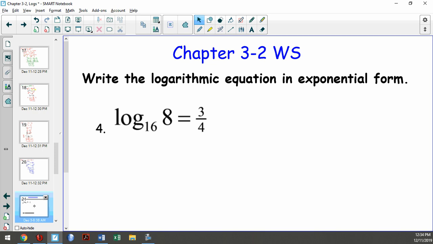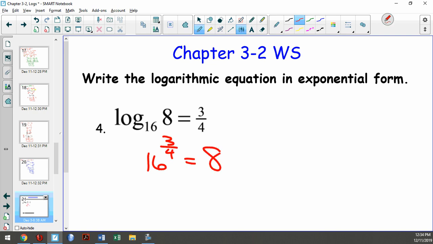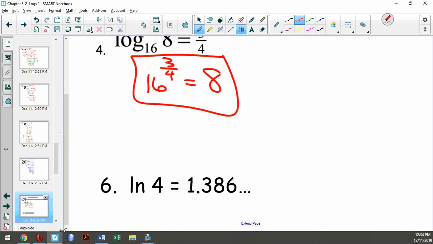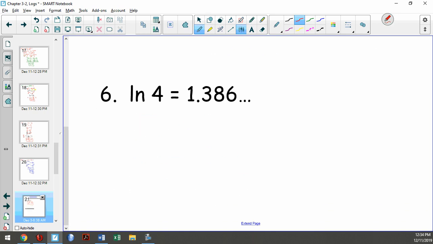Okay, for the directions for 1 through 6, the directions say write the logarithmic equation in exponential form. So how do I write this in exponential form? 16 is the base of the logarithm, so it's the base of the exponential. Look across the equal sign and grab the 3/4 as the exponent, and that equals 8. Absolutely correct. Done. Number 6, same exact concept.